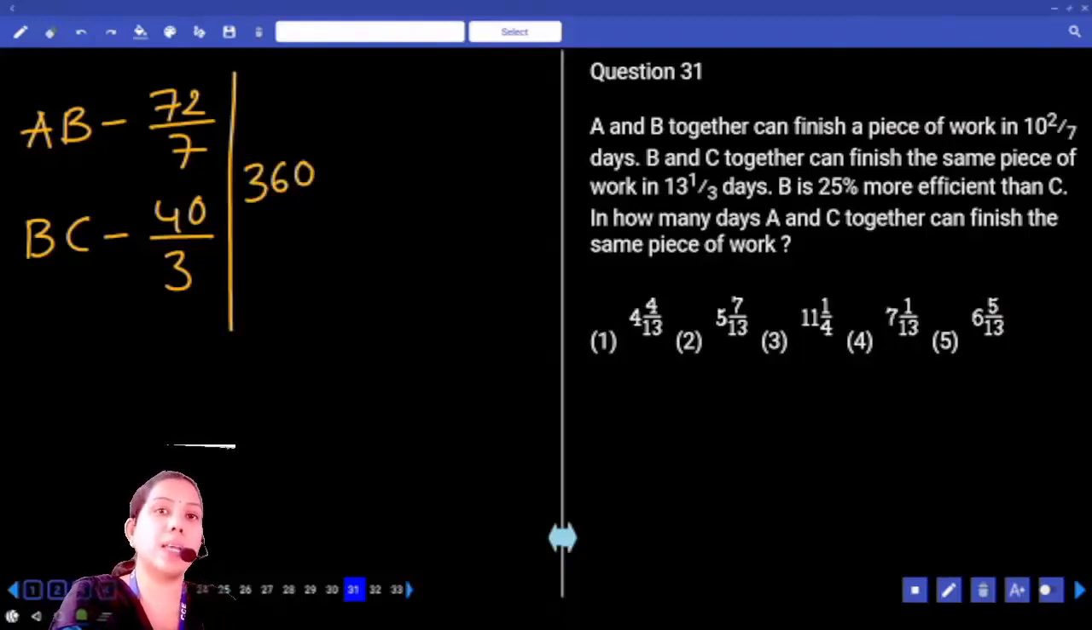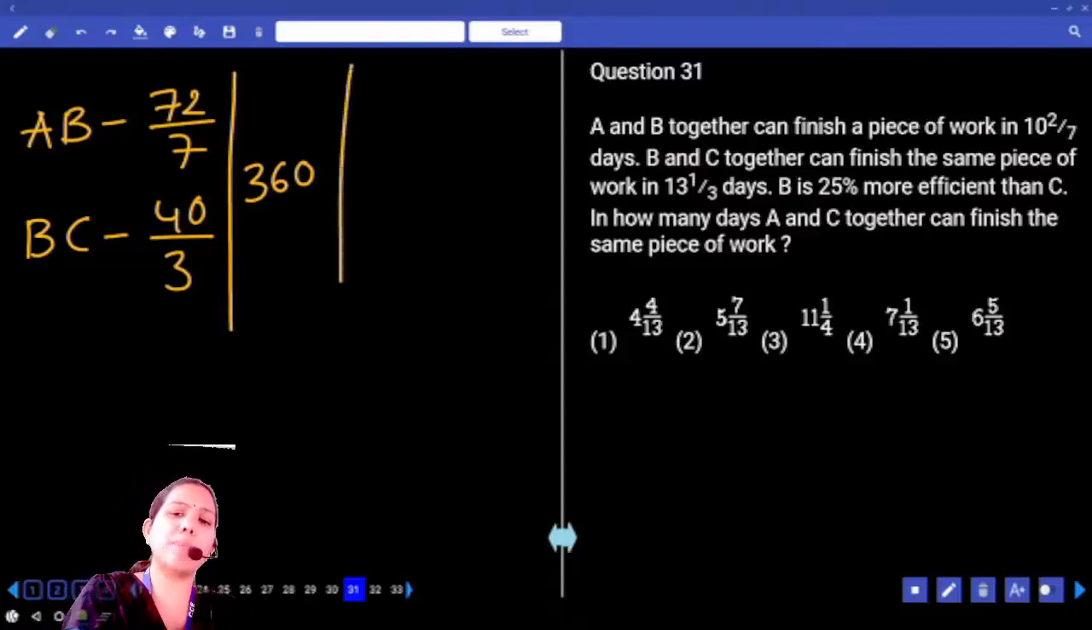What is 360? Total work is 360. Total work is equal to 360 units. AB together complete the work in 72/7 days and BC together complete the total task in 40/3 days. The LCM of the number of days is 360, that is the total work. Now 360 divided by 72/7. What is 360? Total work.